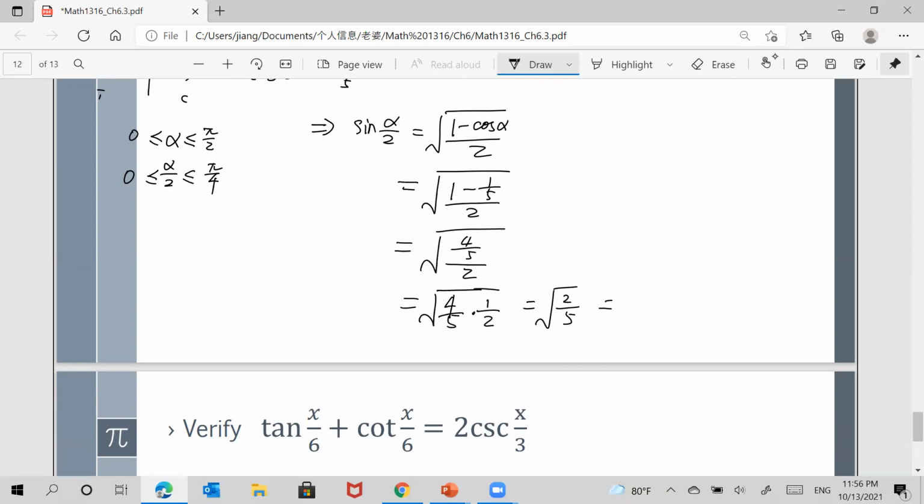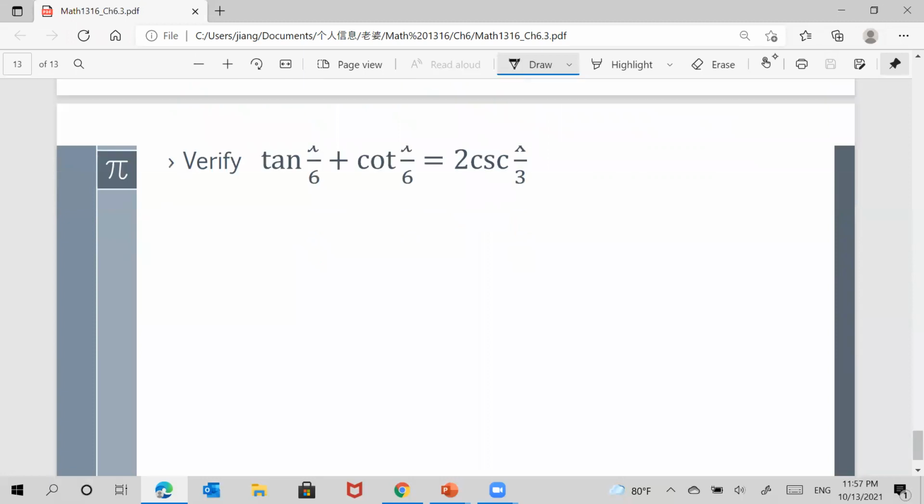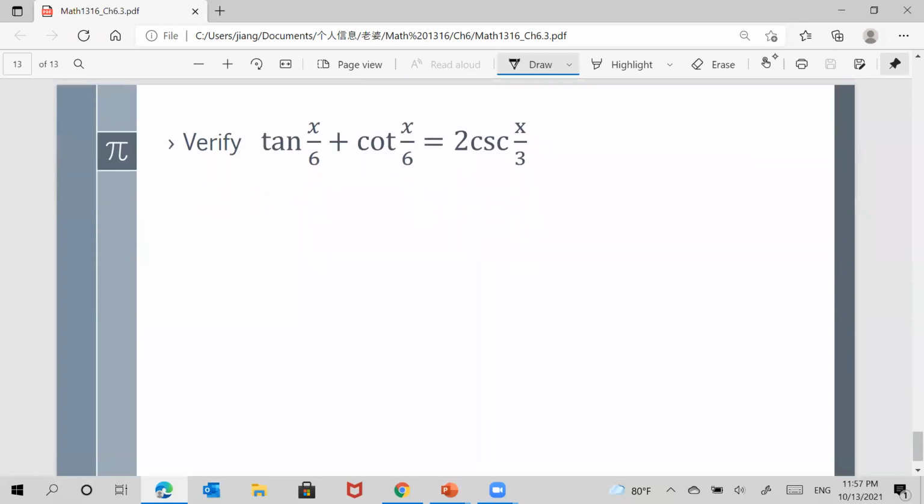So this one equals, what is that? Square root of 2 over square root of 5. That equals square root of 10 over 5. So this is the final answer. Let me save it. Okay, this is the last one. Let's see the last one.